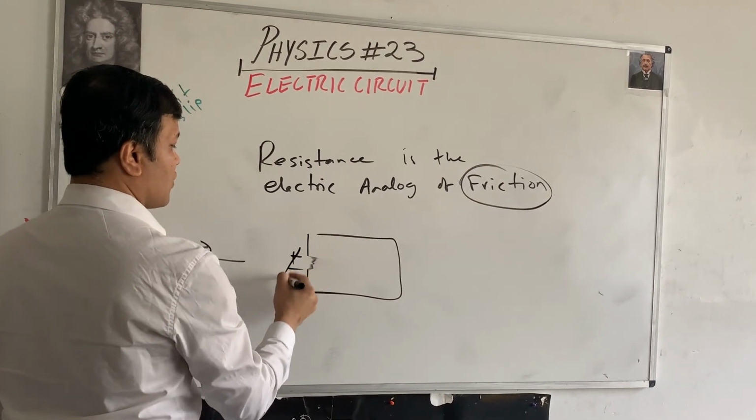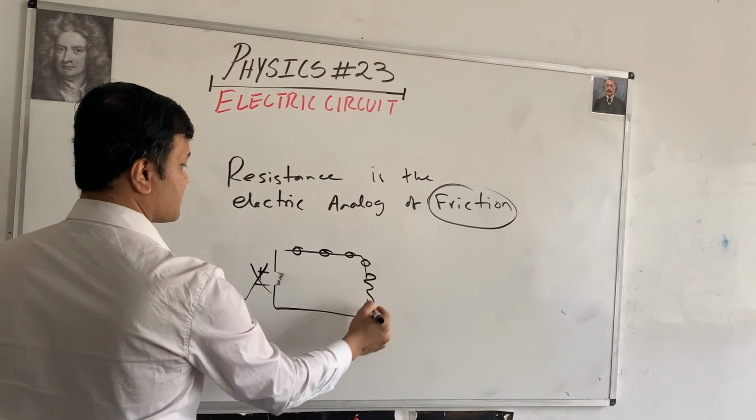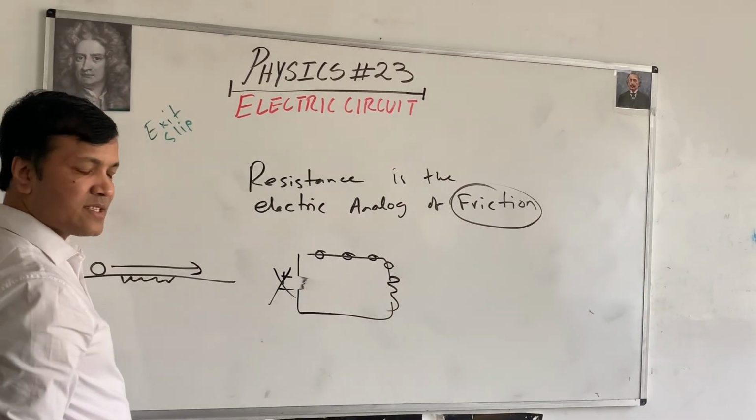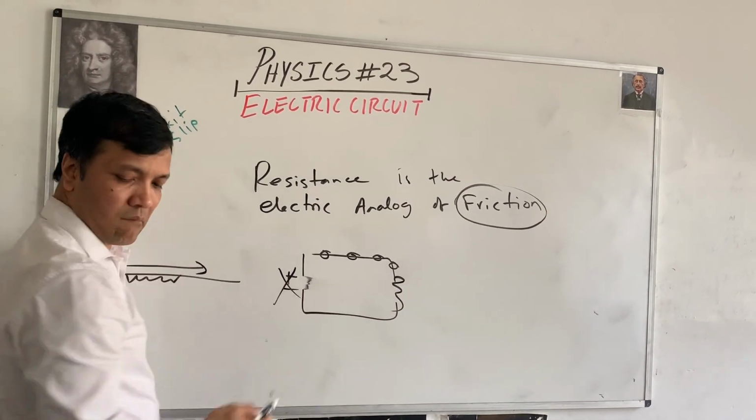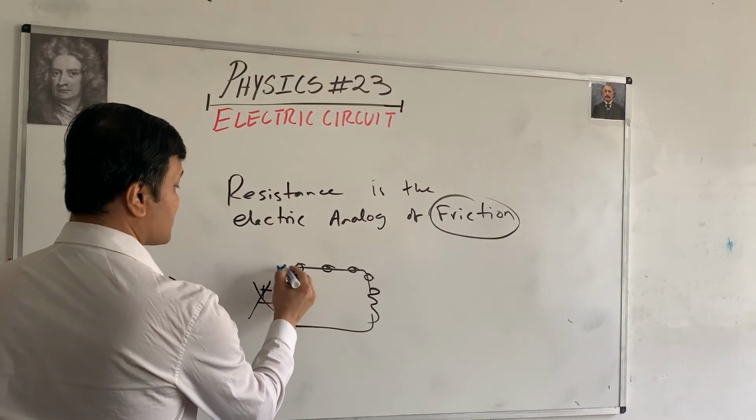We have a circuit. If you remove the voltage, what happens? There are atoms. The atoms create the barrier, but the charges don't have the energy to flow through. The charges won't have the energy to overcome that barrier.